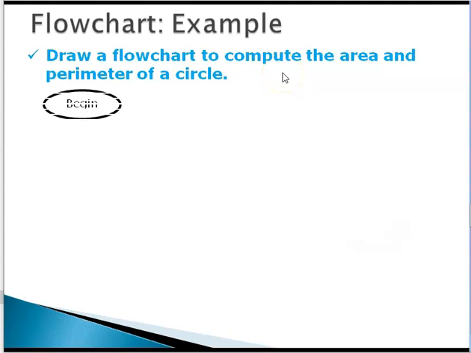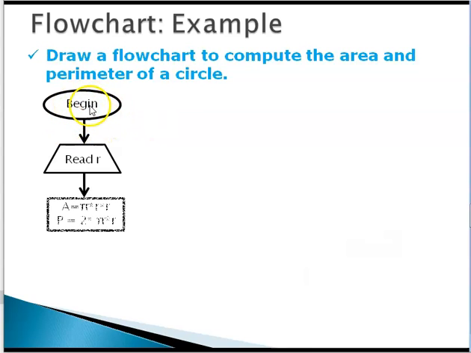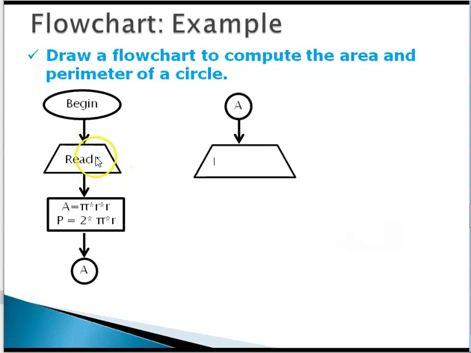Let us say we want to draw flowchart to compute the area and perimeter of a circle. There has to be some beginning, and the best place to begin is at the beginning as shown by this ellipse. And then the first thing we need to do is to receive the value of the radius from the user. So this block says wait for the user to enter a value. Once the user enters the value, use that value to compute the area. Area is pi r square and perimeter is 2 pi r.